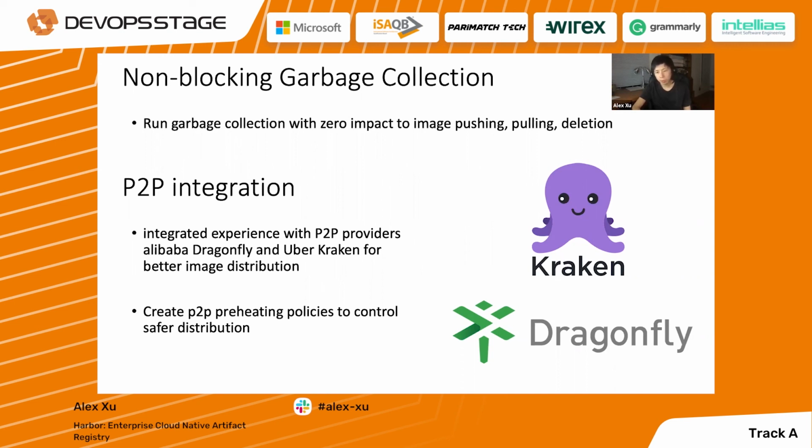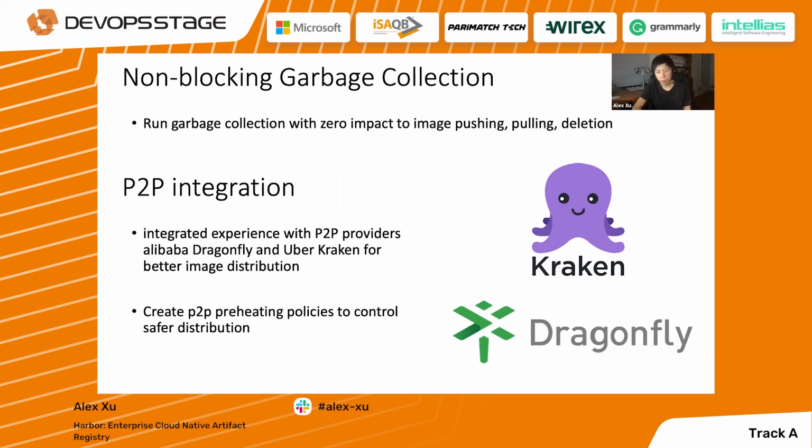The data is basically, the content is seeded through a series of nodes that is run in a highly scalable and highly available fashion on the P2P side. And Kraken has its own way of doing this, and Dragonfly has its own way of doing this. So it's very vendor specific, and we're sort of handing that work or that responsibility to the P2P provider.